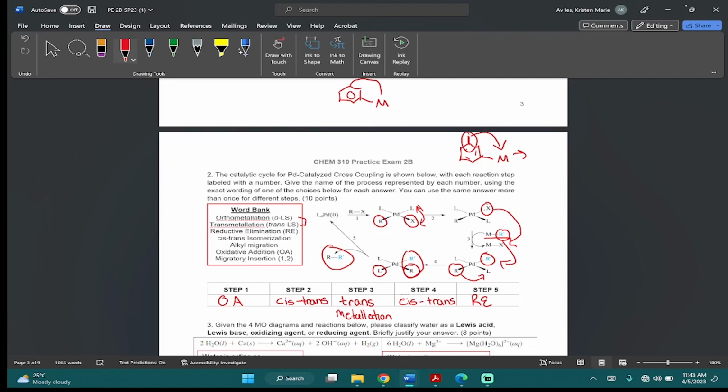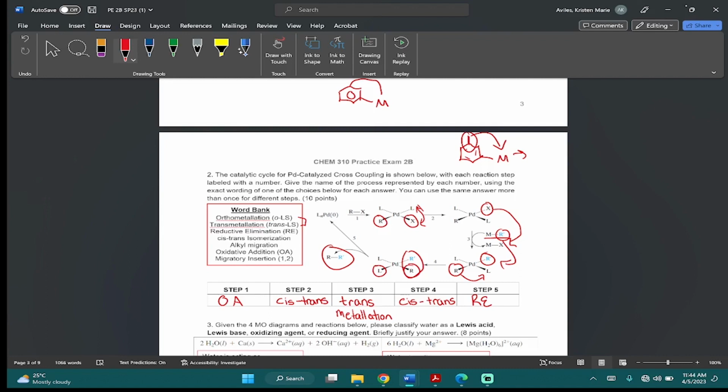And then, if you're thinking about the other steps, like alkyl migration or hydride migration, it's quite literally if it's already bound to the metal and we're just moving the hydrogen, or if it's already bound to the metal and we're moving the alkyl. That's what that means. It's not that we're adding an alkyl in or adding a hydrogen in. We're moving a hydrogen that's already bound.